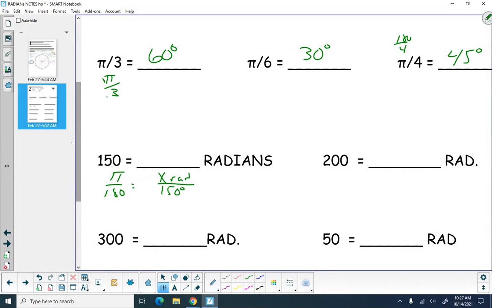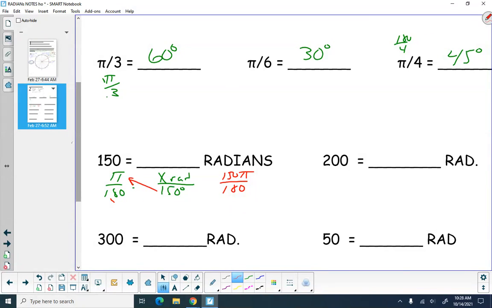Now to solve a proportion, hopefully remember how to solve proportions. Cross multiply and divide by the third value. Now, you want to leave things in terms of pi. Okay? Your solutions are going to be left in terms of pi here, unless instructed otherwise. So we have a diagonal multiplication, 150 times pi, and then you divide by the third one. Now, this gives us a fraction to reduce down.